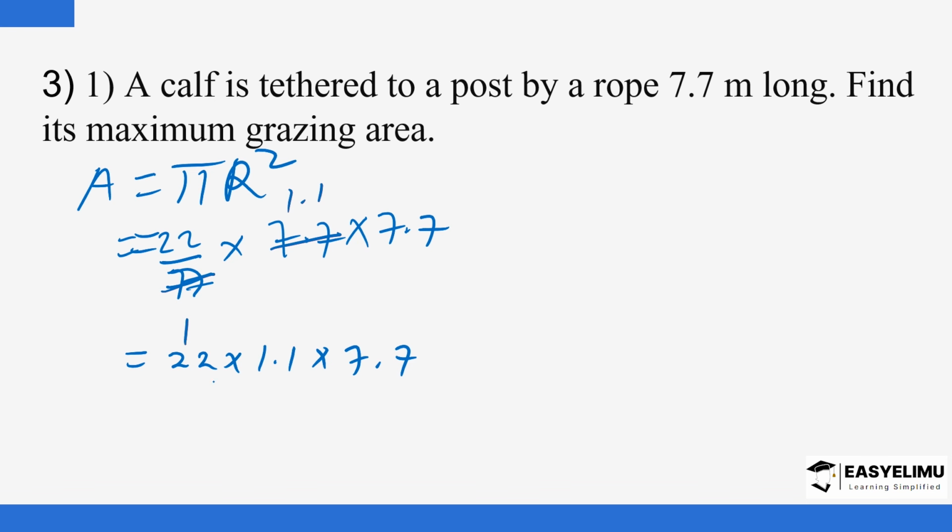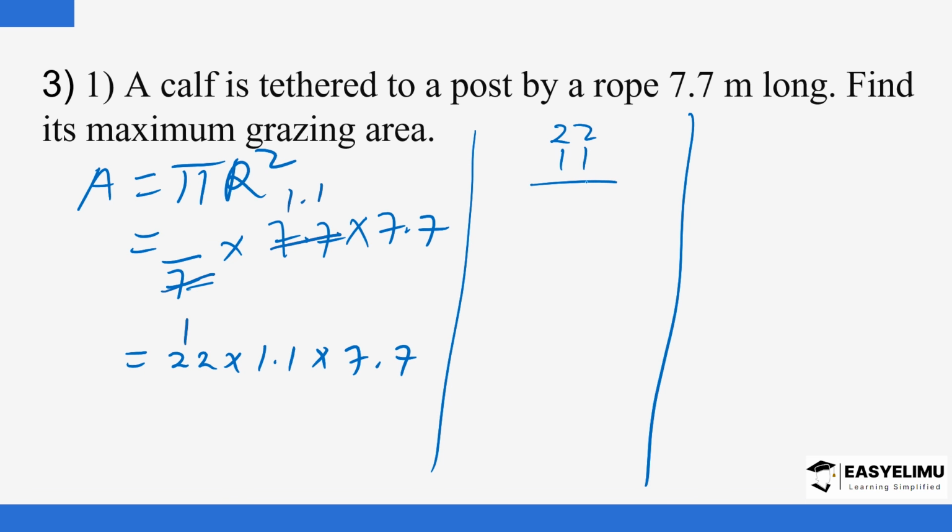But our answer should have how many decimal places? 0 decimal places here, 1 decimal place here, and 1 decimal place. If you sum up all the decimal places, we have a total of 2 decimal places. So we have 22 here multiplied by 11. 1 by 2 is 2, 1 by 2 is 2. 0, 1 by 2 is 2, and 1 by 2 is 2. So we have 242.